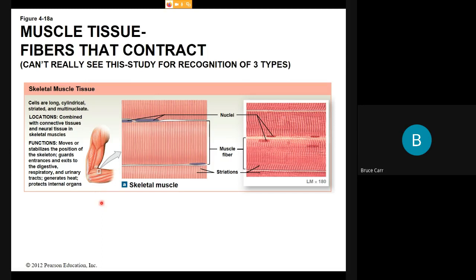If it's moving in the human body, this tissue does it. Our blood is propelled by muscular contractions. Our food is moved by muscular contractions. Our urine is pushed to the bladder by muscle contractions.